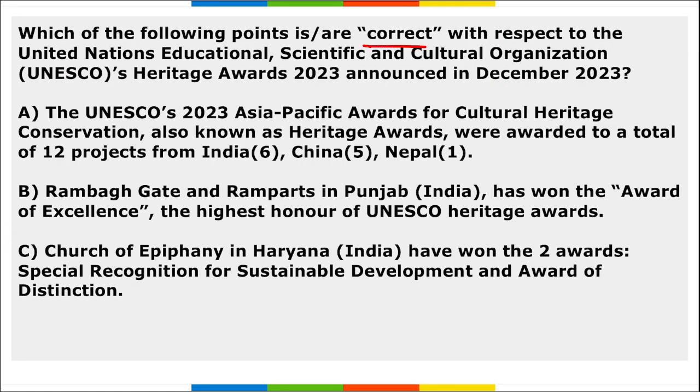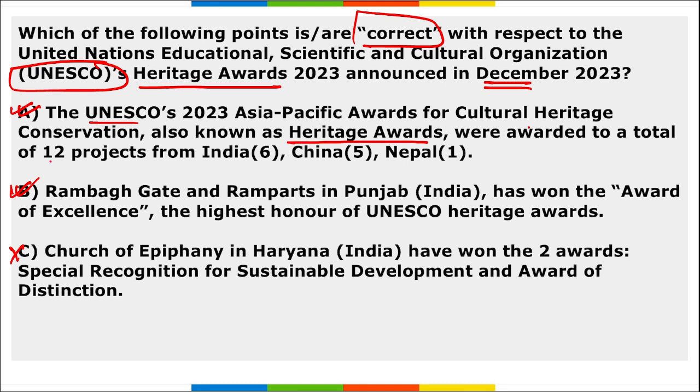Next, which of the following are correct with respect to UNESCO's Heritage Award 2023 announced in December? If we look at the options, A and B are correct, C is wrong. A is saying the UNESCO Asia-Pacific Awards for Cultural Heritage Conservation, also known as Heritage Awards, were awarded to a total of 12 projects, 6 from India, 5 from China and 1 from Nepal.